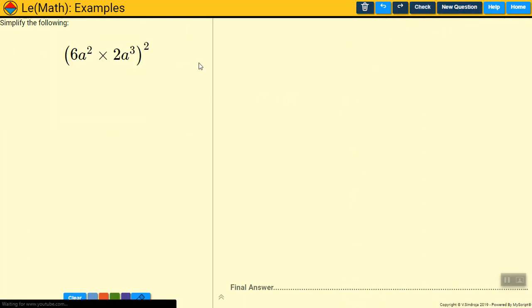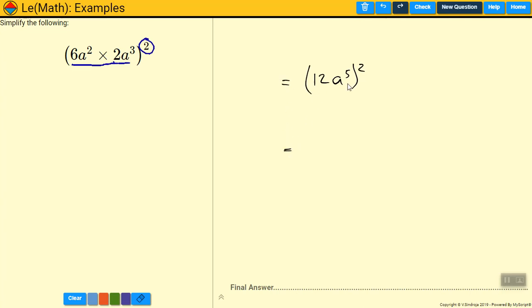Okay, this one here, let's look at this one here. First of all, I'm going to ignore that 2 on the outside, that power 2. I'm just going to sort that bit out on the inside. Okay, so the 6 is going to multiply the 2, that's going to give me 12. The a squared times a cubed, that's going to give me a to the power of 5. And this is what we are now simplifying.